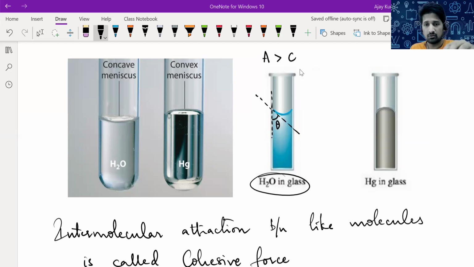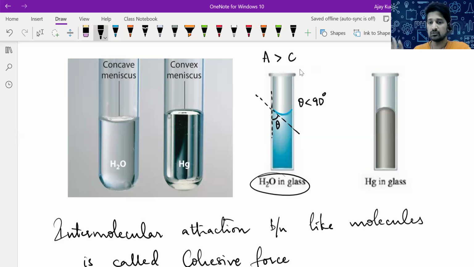So what is contact angle? Contact angle is the angle between the tangents drawn to the free surface of the liquid and the solid with which it is in contact. And the angle has to be measured from within the liquid, not from outside. From outside, it would become an obtuse angle in the water-glass case. That is not the angle that you are supposed to consider. By definition, contact angle has to be measured from within the liquid. So if adhesion is stronger than cohesion, contact angle will be less than 90 degrees.